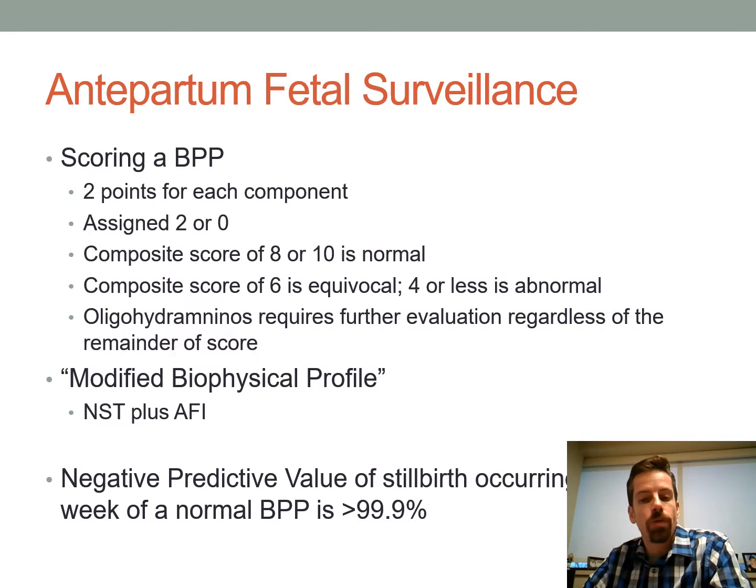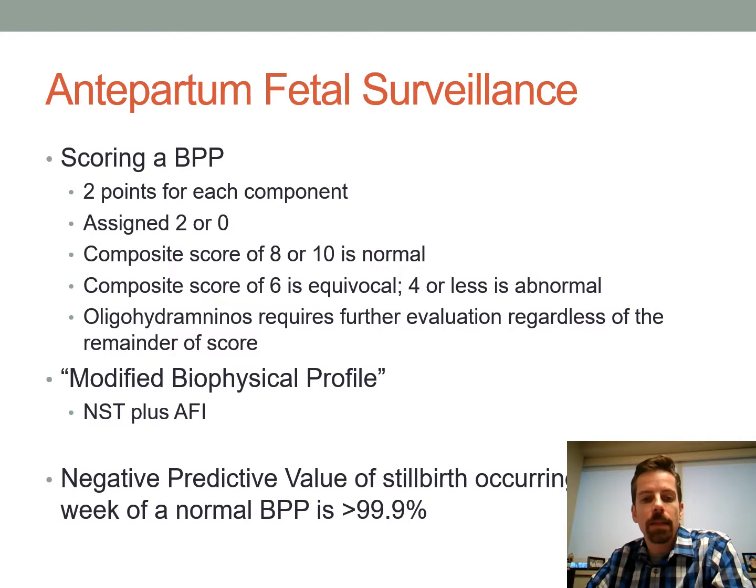If they have a score of 4 on their biophysical, they need an NST. You're not going to end up sending them home if their NST is normal. They need prolonged monitoring. If oligohydramnios is present, that requires further evaluation regarding the remainder of the score. So if you see breathing, tone, movement, those are all fine, but you have oligohydramnios, you have a single deepest vertical pocket less than 2 centimeters, that baby requires observation. Generally, we're going to keep that patient in the hospital.